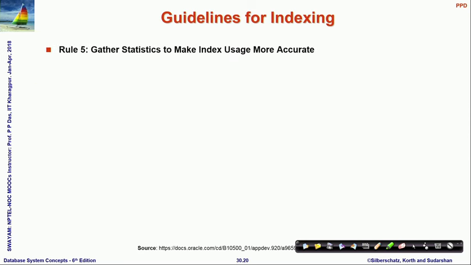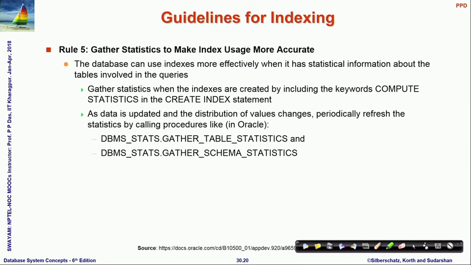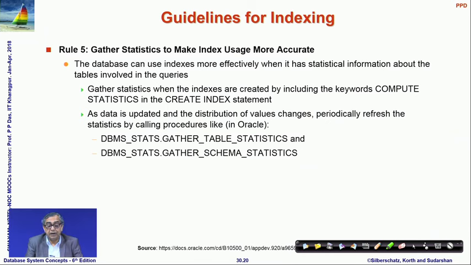Rule number 5, gather statistics to make index usage more accurate. That is a very important factor. The database can use indexes more effectively if the statistical information is available. So, gather statistics, learn from that.